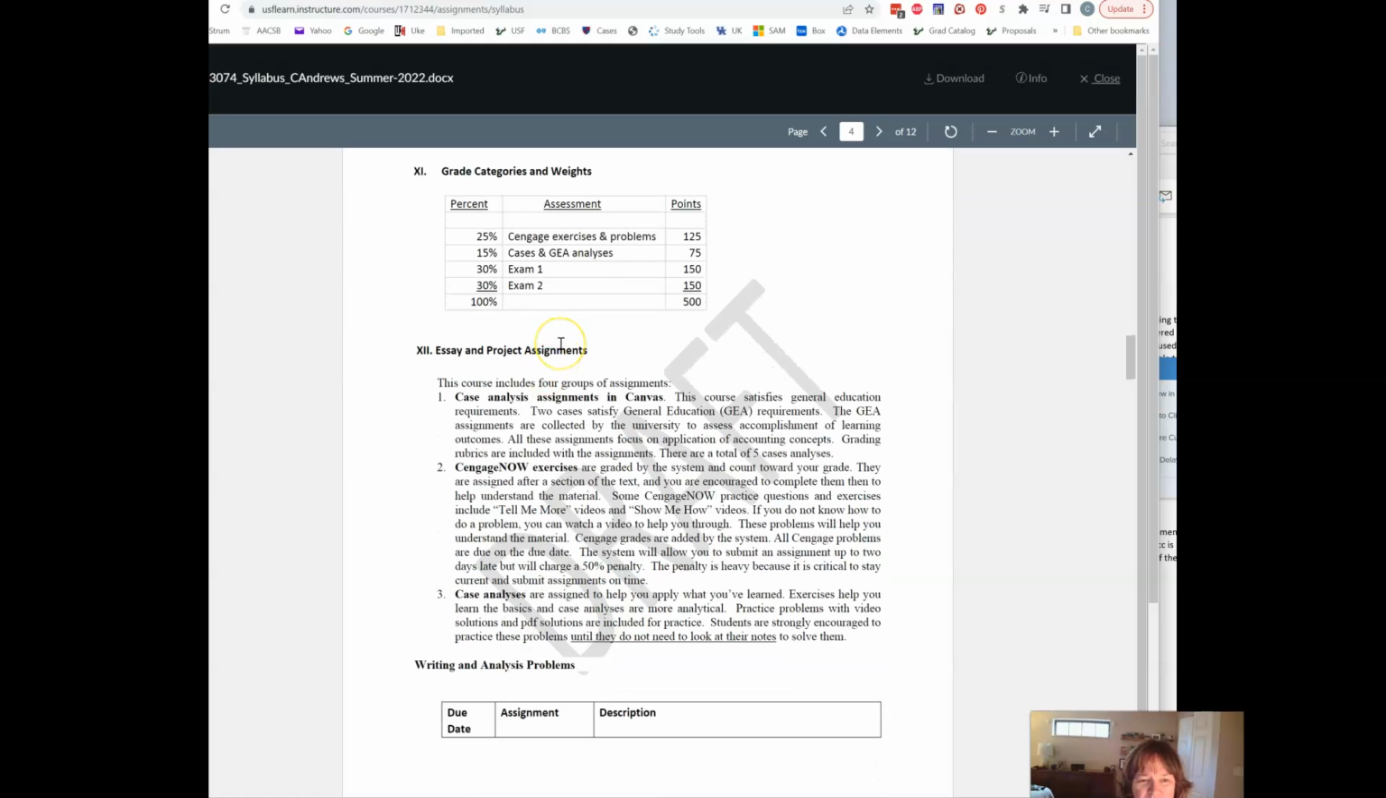And this is the breakdown for the course. Exercises and problems are worth 25%. Homework is really important. And then you've got cases that are worth 15%, and then 2 exams worth 30% apiece.